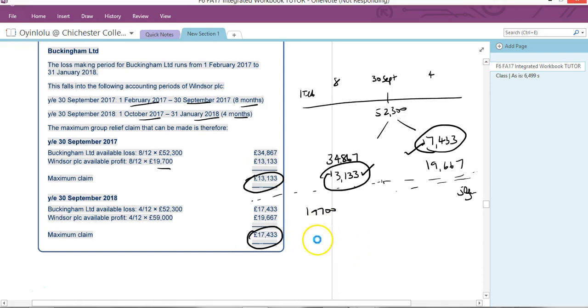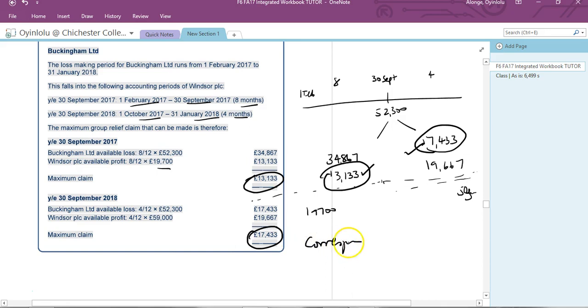It's easy to sometimes want to just add them together or rush it, but you really have to be careful as to how you compare the periods. You just have to really map it carefully.